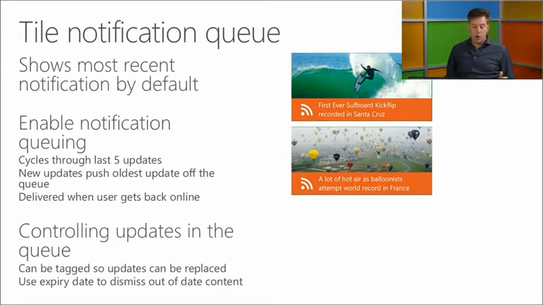You can also control updates in the queue by using expiry dates or tags, so you know that you always have up-to-date information in the queue, and there's up-to-date information on the live tile for the user.